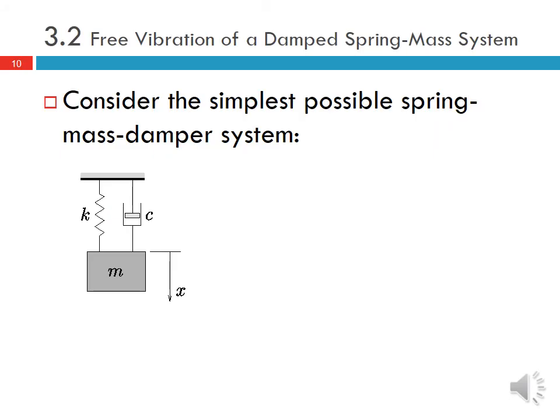So far we've considered undamped spring mass systems where we just have a mass and a spring. Now we're going to add a damper. The way that we draw a damper, because it's a viscous damper, is something like a little piston, and then c is the damping coefficient. So this is the simplest possible spring mass damper system.